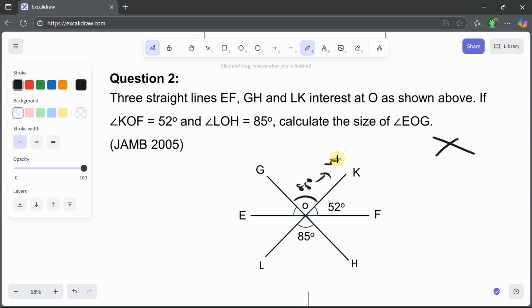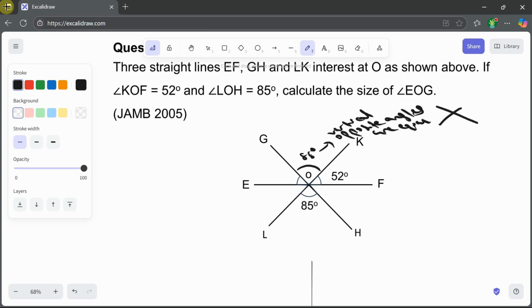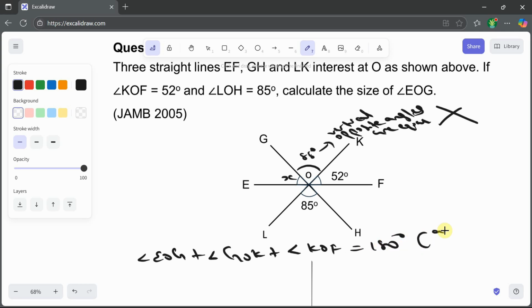Because vertically opposite angles are equal, GOK is equal to 85 degrees. Now we know that angles on a straight line sum to 180 degrees, and we're trying to find EOG. This is our X. So angle EOG plus angle GOK plus angle KOF is equal to 180 degrees, because angles on a straight line.